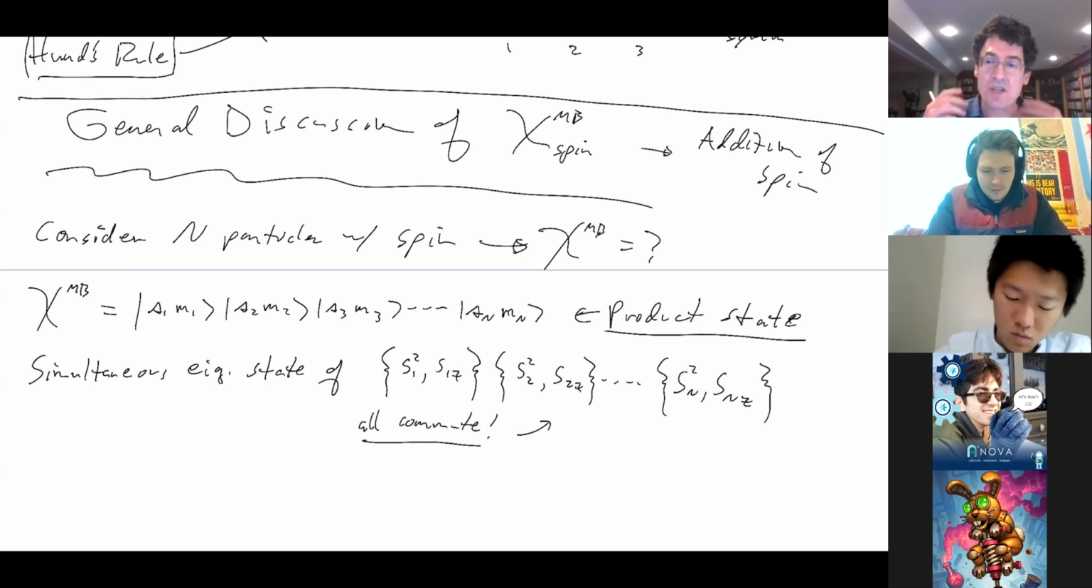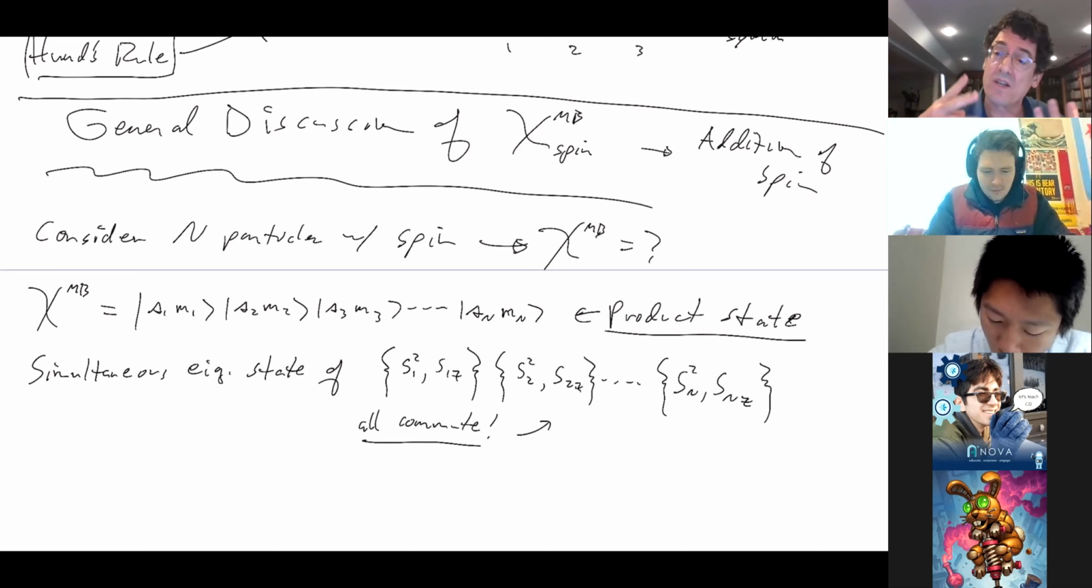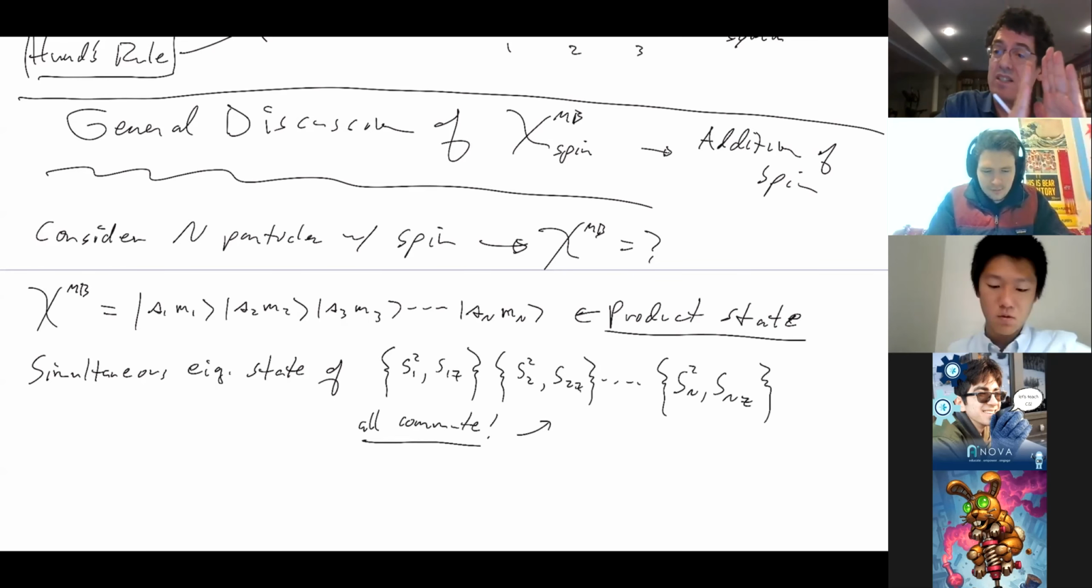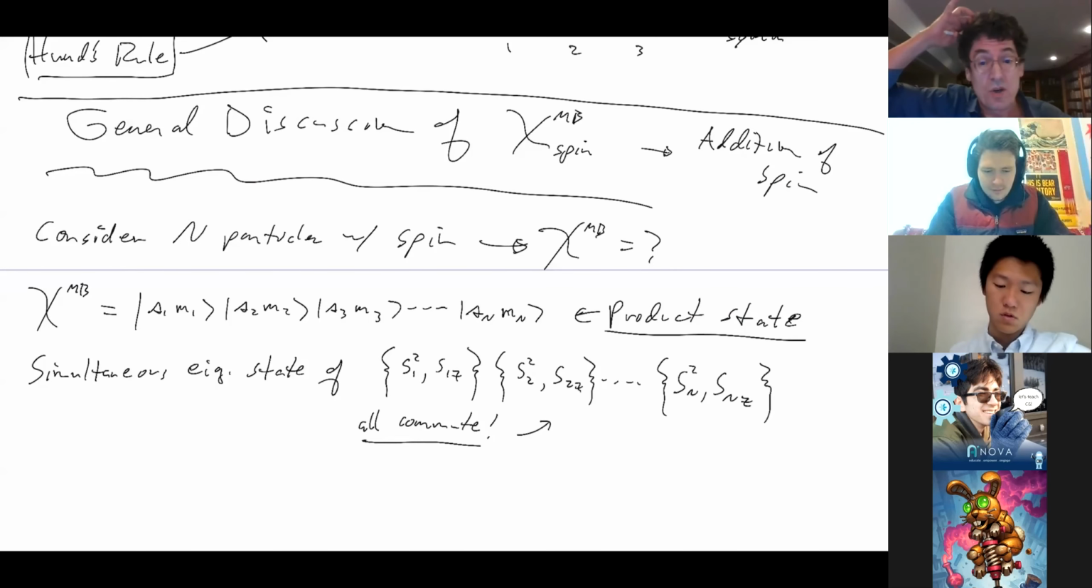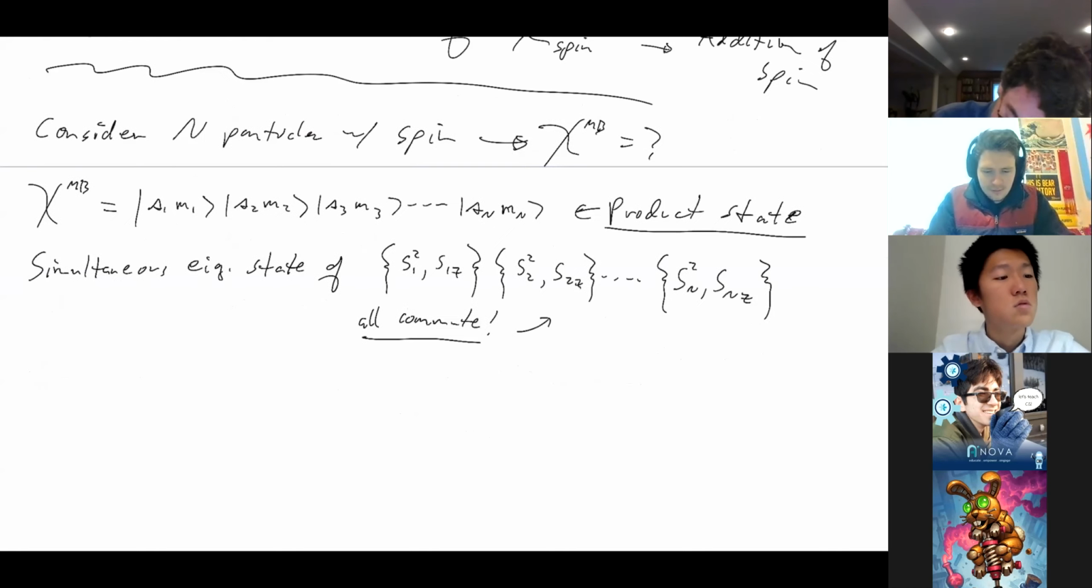And that's why I was able to construct a simultaneous eigenstate of them, because you remember that from last semester. To construct a simultaneous eigenstate, the operators need to commute. So they all commute, and so that's what the product state is. It's a simultaneous eigenstate of all those operators. But now let's suppose we have spin 1/2 particles.